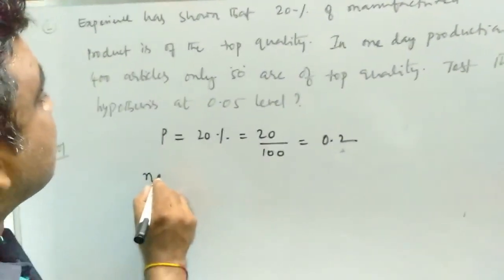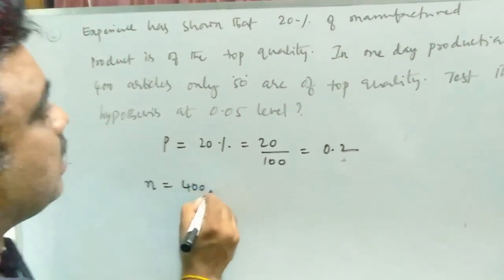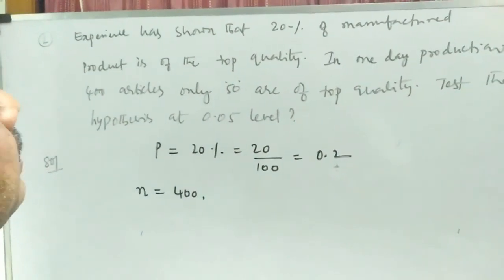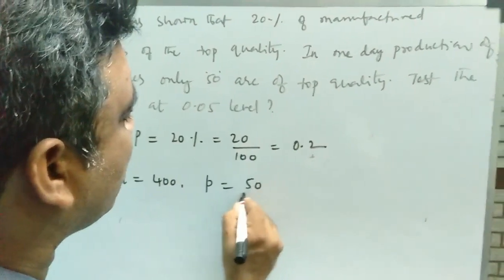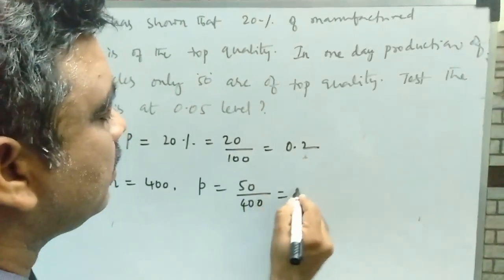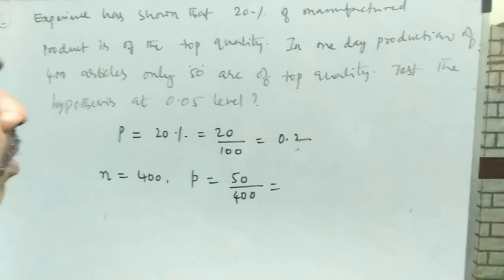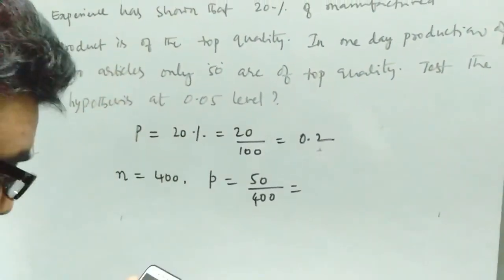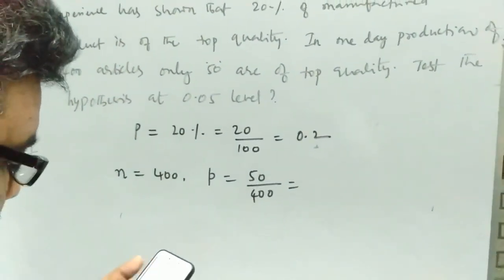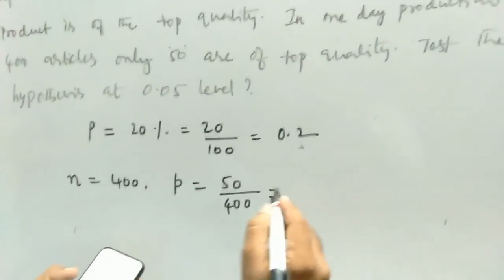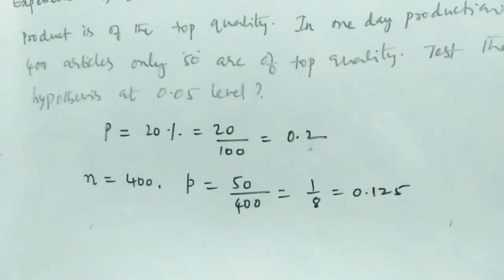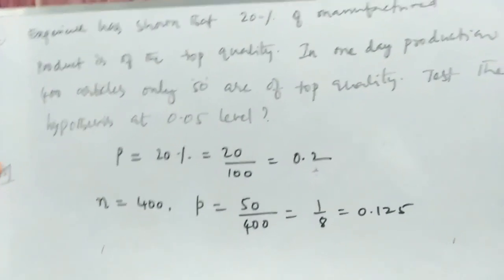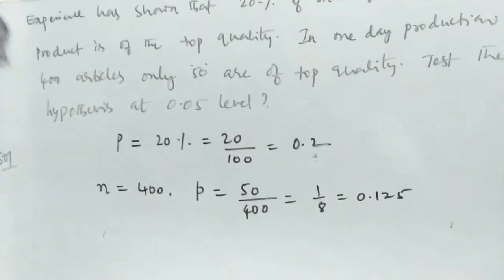And also given that in a sample of n is equal to 400 articles, he has experienced that 50 are of top quality. And the small p ఏమొచ్చిందంటే 50 top quality out of 400. And this value is equal to 1 by 8, 50s are 400, that is equal to 1 by 8, that is equal to 0.125. The sample probability or sample proportion small p is obtained as 0.125.